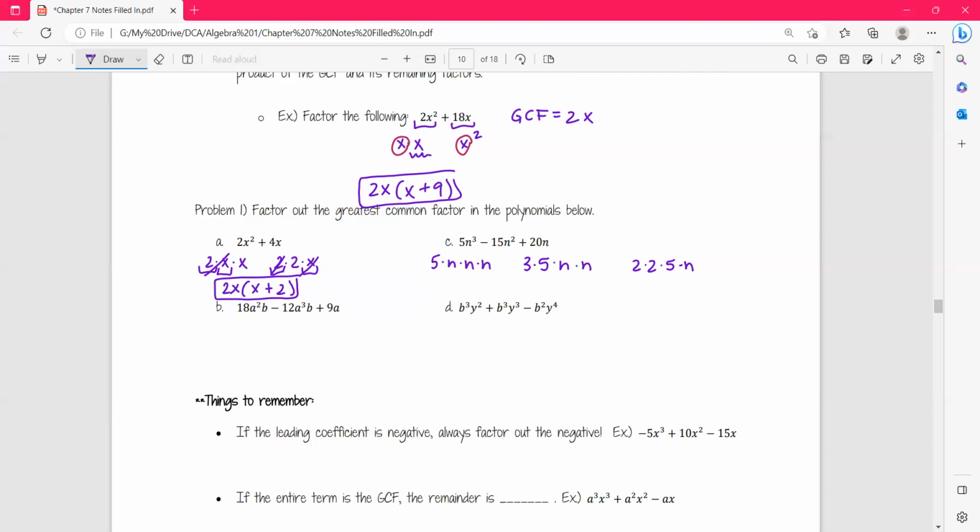GCF here, what do each of them have in common? I'm going to have a 5 in each and nothing else, right? And then the variables, I've got 1 n over here, so that means I've just got 1 n I could take out of each. So my GCF is a 5n. If I take a 5n out, I'm left with n squared. If I take a 5n out, I'm left with 3n. Ooh, that's subtraction. And if I take a 5n out, I'm left with 4. There's my factored form.